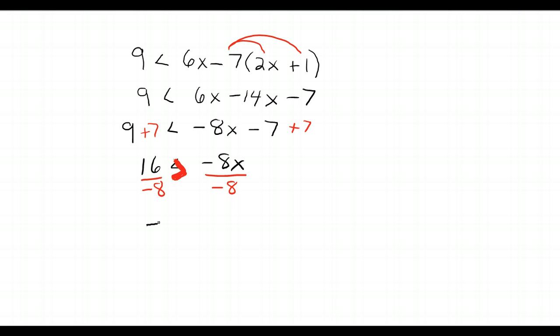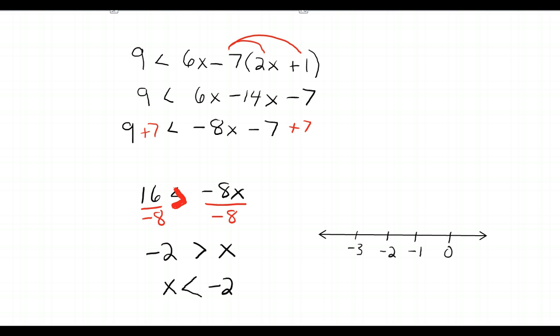Then you end up having negative 2 is greater than x. Now usually when we read inequalities we want the x on the left. So if you're going to write the x on the left, just make sure your inequality continues to point at the same number. In this inequality, it's pointing at my x, so make sure it's still pointing at the x. Okay, we've got x is less than negative 2, and we need to graph that on a number line.